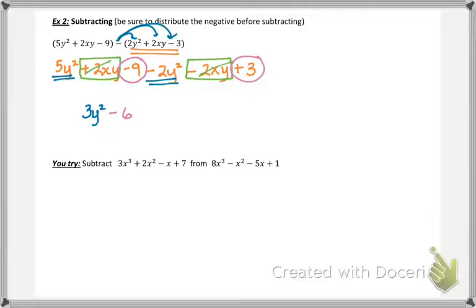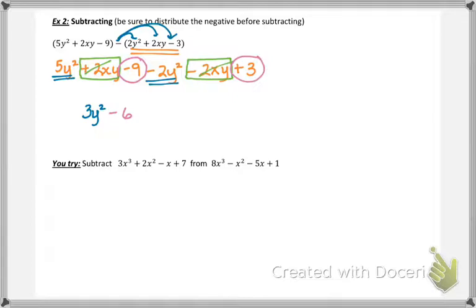Sometimes problems are in words, and so you have to be careful to read them correctly. So I'm going to give you a little subtraction problem in words. It says subtract 3x cubed plus 2x squared minus x plus 7 from 8x cubed minus x squared minus 5x plus 1. So this is what you're subtracting from. Okay, so I can do this one vertically, entirely up to you which way you like to do it.